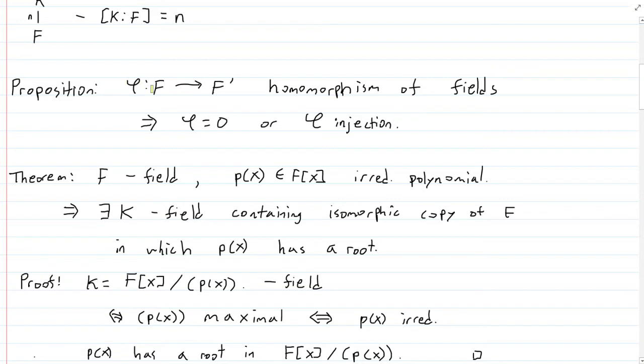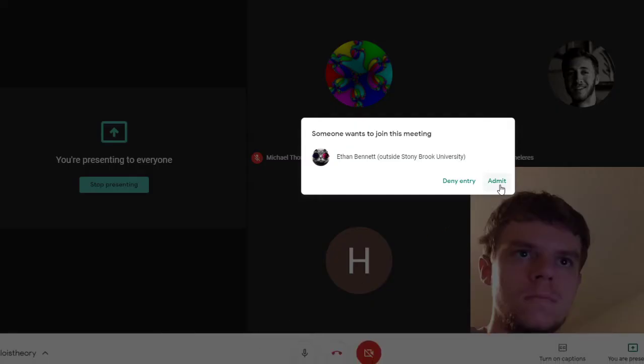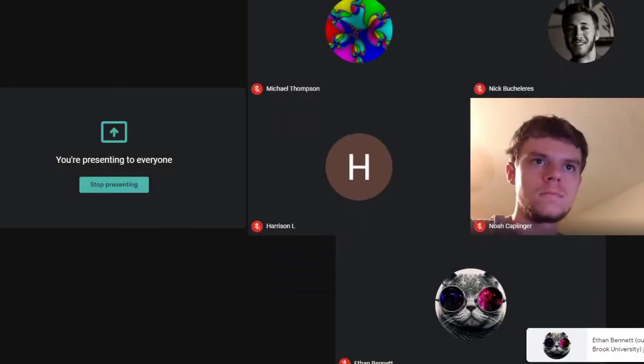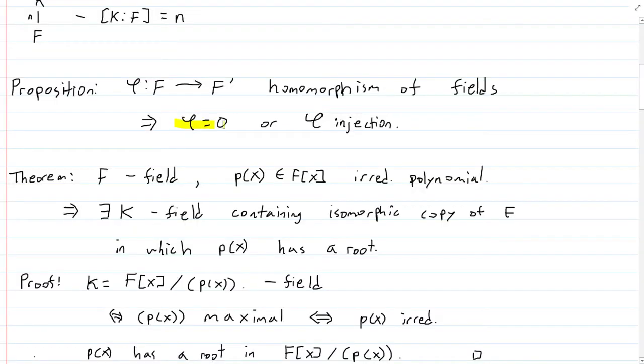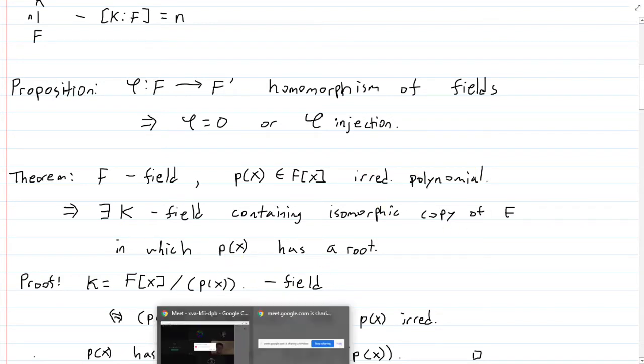Okay, so here's a proposition. Phi is a homomorphism of fields. That means phi is either the zero map or phi is an injection. So a theorem: if F is a field and p is an irreducible polynomial with coefficients in this field, there exists a field K containing an isomorphic copy of F in which p has a root.